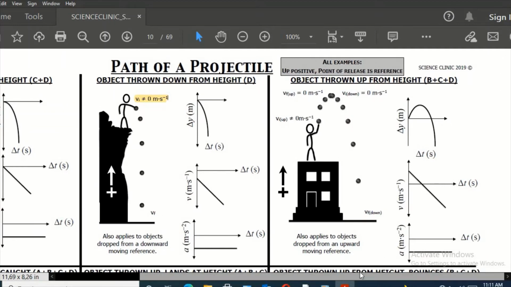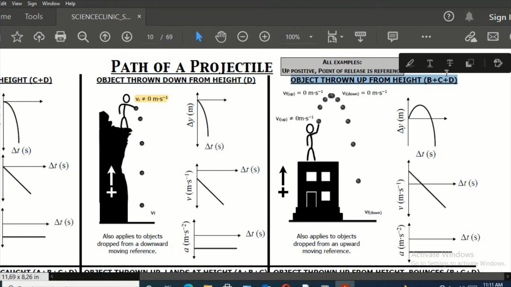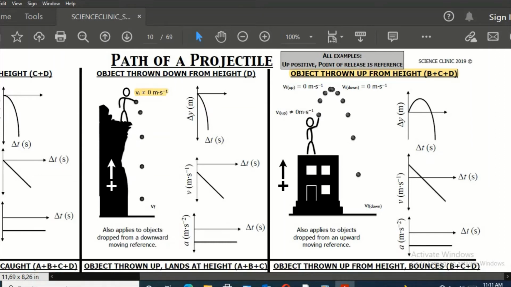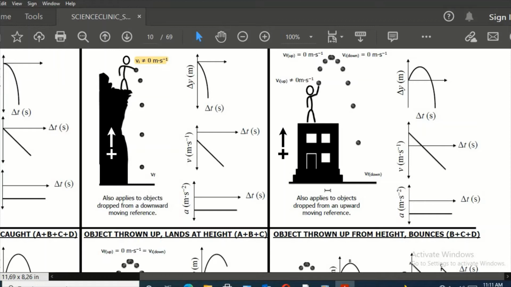But now let us consider a different situation. You are no longer dropping the ball, but what you're doing is you're throwing it up, and then it will come down. So you release this ball at an initial velocity that is not 0. So it's moving at a certain initial velocity, and because it's going up, this initial velocity will be positive, and then it reaches a maximum height here.